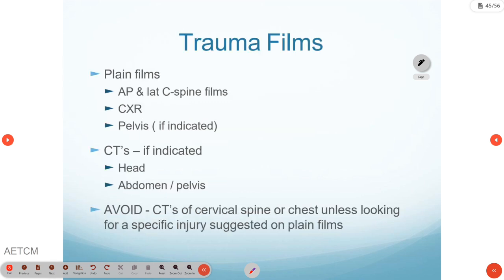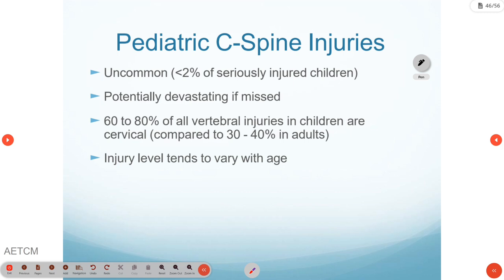Then coming to the trauma films, which films we usually take when a child comes, that is just a briefing only. For the spine, you will be taking AP and lateral views, and for the chest X-ray, you will be taking an AP view. If indicated, you can go ahead with a pelvis X-ray, and CTs only if there is an indication. Then coming to C-spine injuries, it is very uncommon, less than 2% in children who are injured.